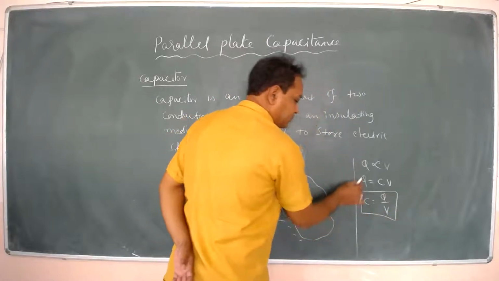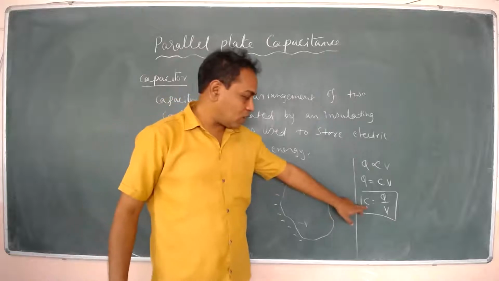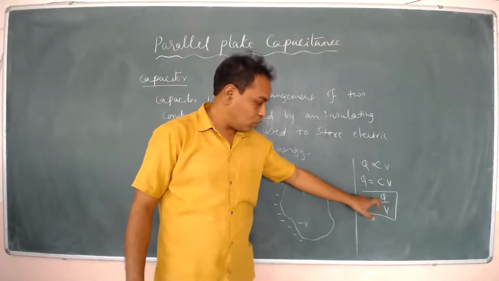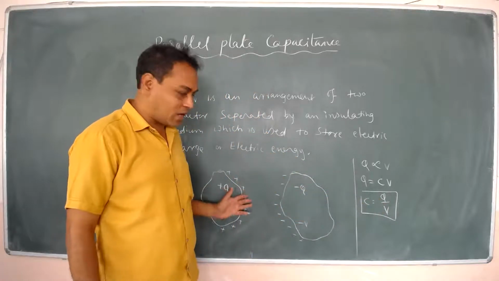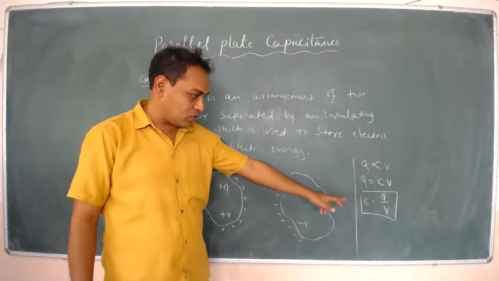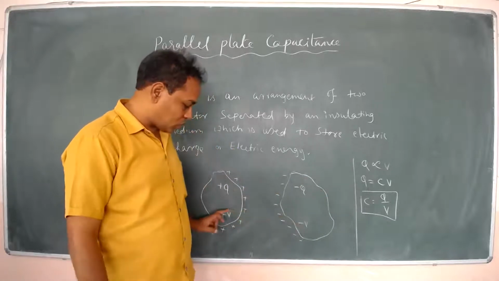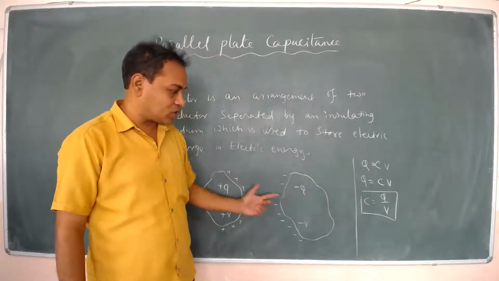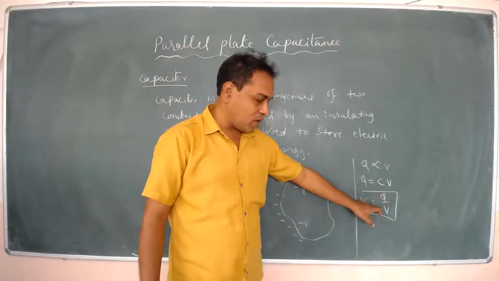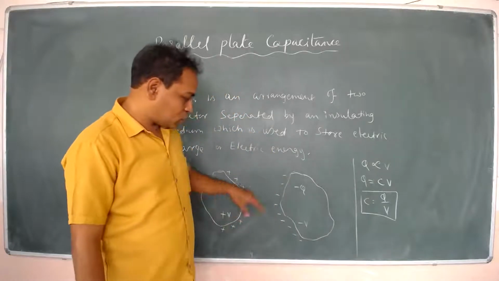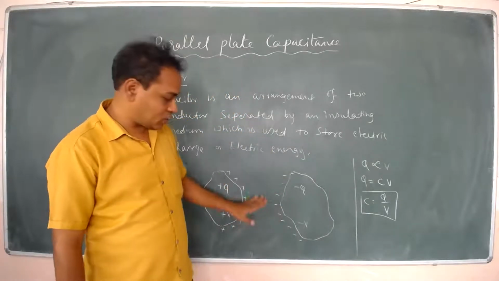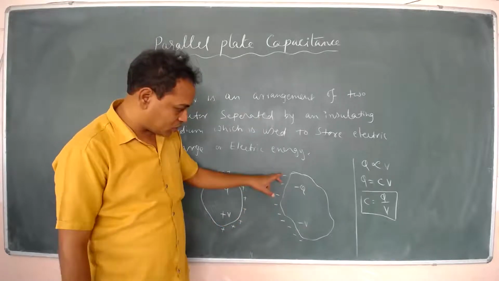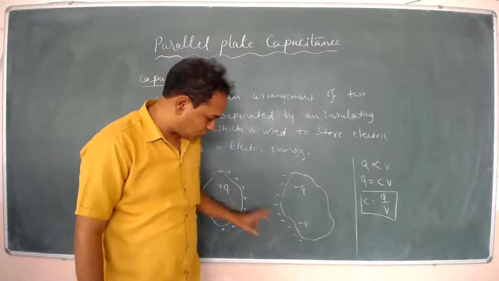So the capacitance of this capacitor is given by C equals Q by V. Q is the charge, either negative or positive, and V is either this potential or this potential. In this way, these two conductors, which are separated by some medium, are used to store some charge on them. Here we can store this much charge.